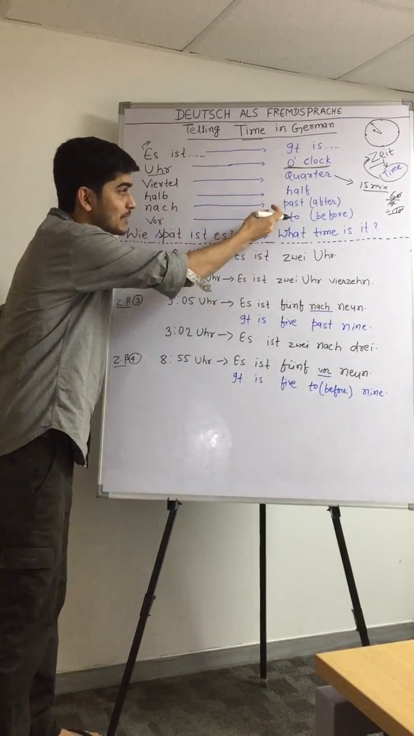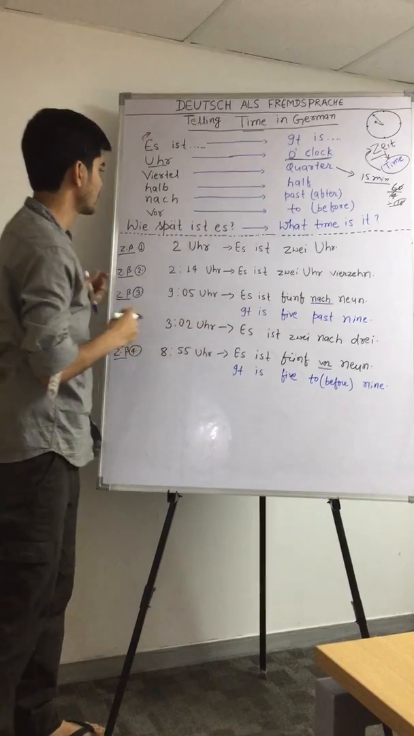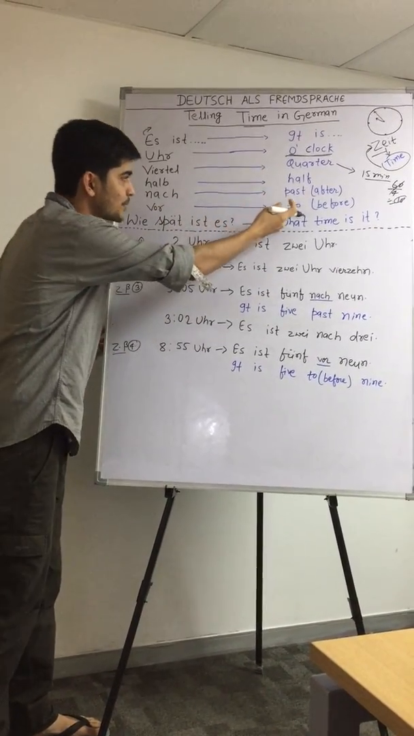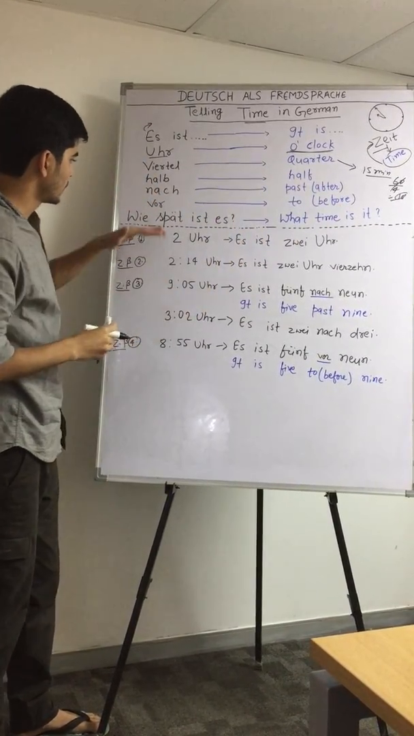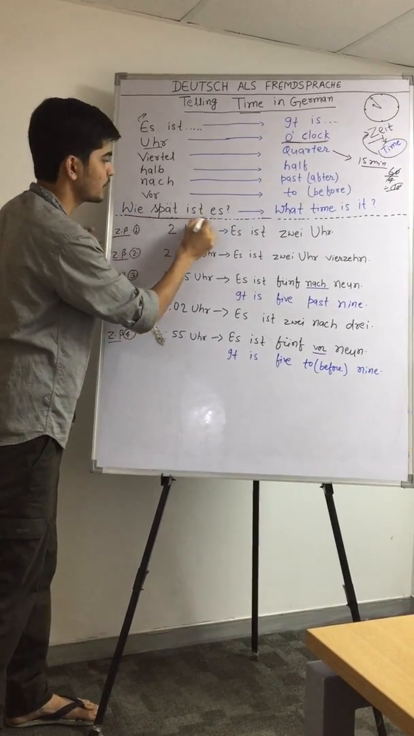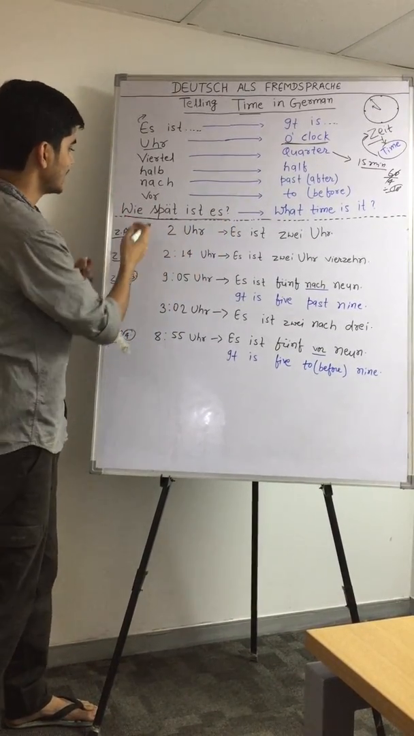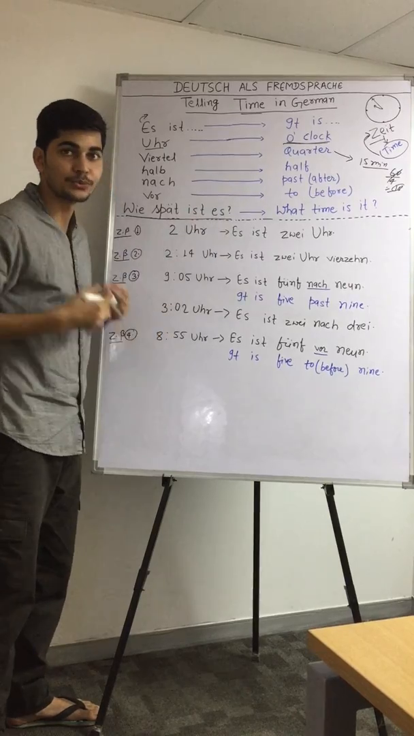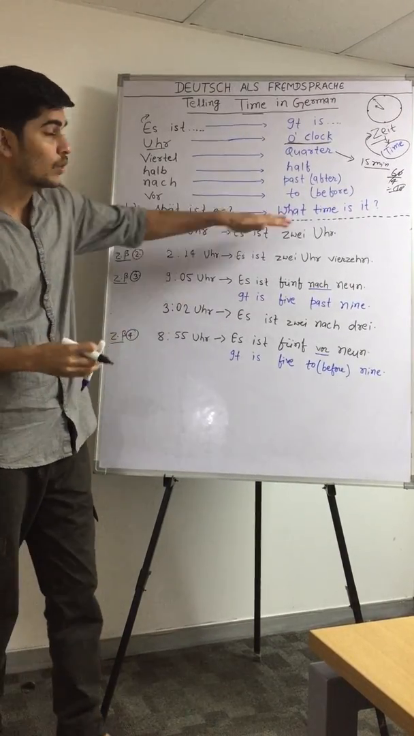Nach means past or after. Vor means to or before. This is the way one could ask the time of anybody: Wie spät ist es? What time is it?